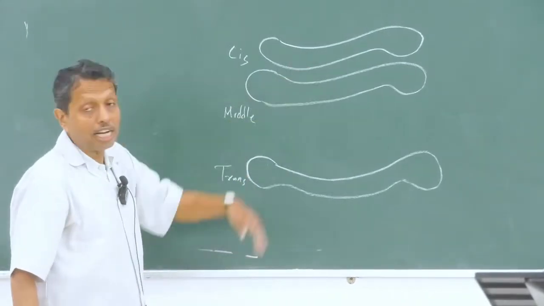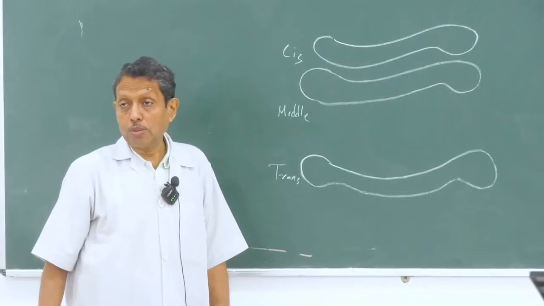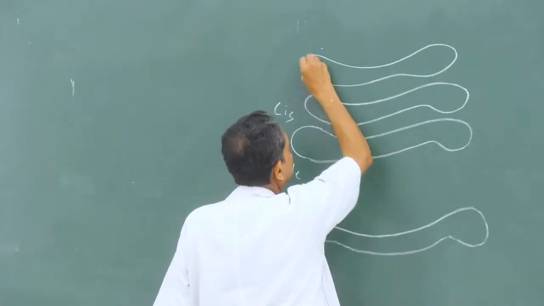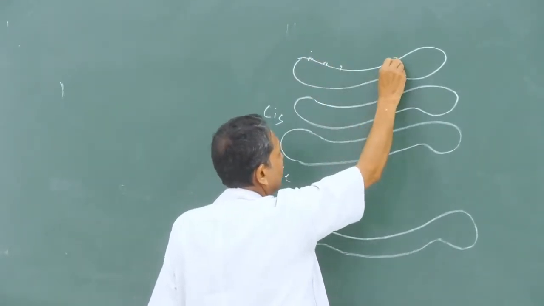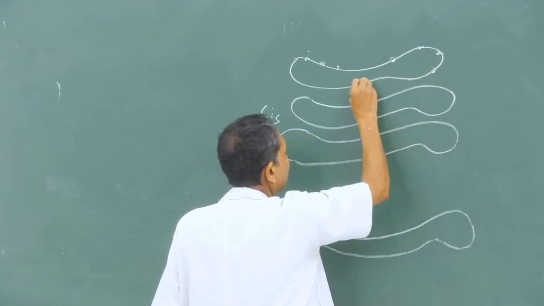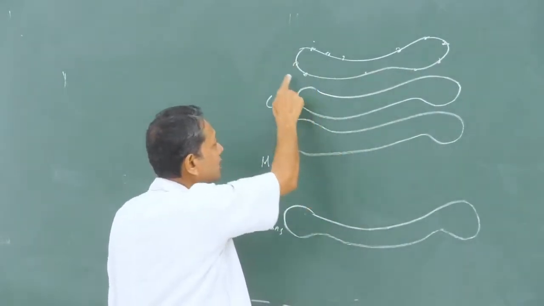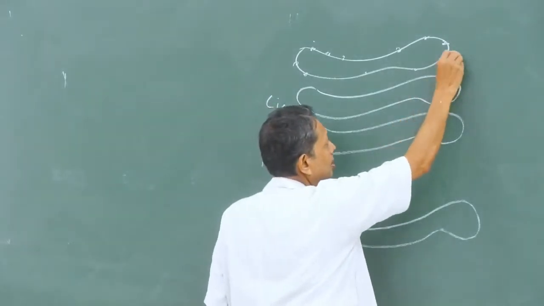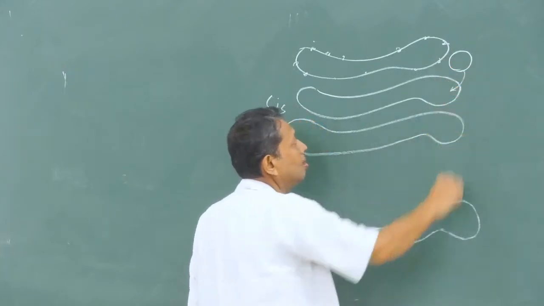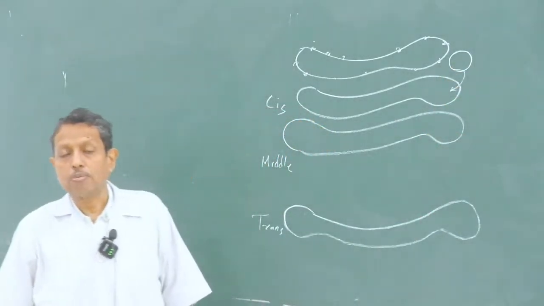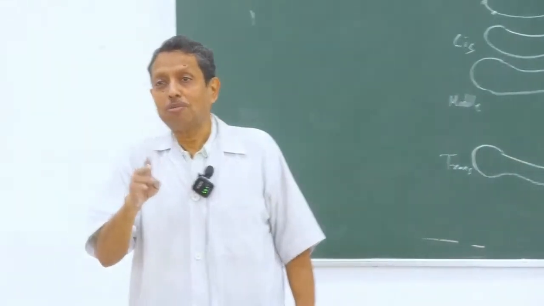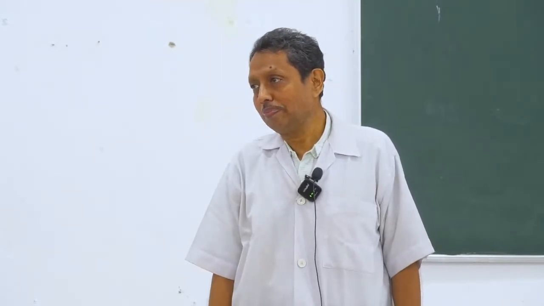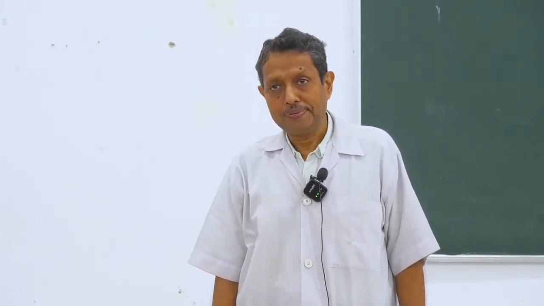Cis means it is close to the endoplasmic reticulum, from which vesicles are coming and fusing with it. There are two types of endoplasmic reticulum. One is rough surface endoplasmic reticulum, another is smooth surface.